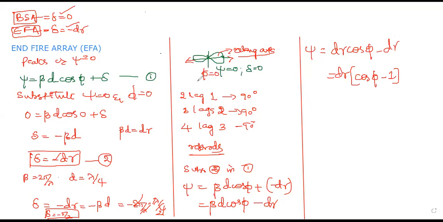Now for this equation, you need to find out the maxima direction, minima direction, peak direction, null direction, and side lobe direction. Till here, is it fine? Understood? Any confusions? The general steps of the end fire array. Okay, so what is the procedure to find out the peak direction?